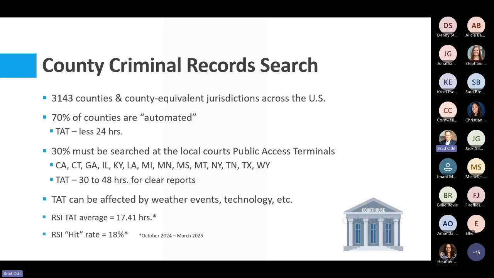Our turnaround time on average, and this is a blended number across the country for the last 6 months, is 17.41 hours. And we're seeing great improvement in that number as more become automated. And then our hit rate, those records that have criminal records on them, is right at 18%. And that varies widely depending on what industry you're in too. I've seen some in the healthcare industry are extremely low, but yet some in more high risk industries are even higher than that.